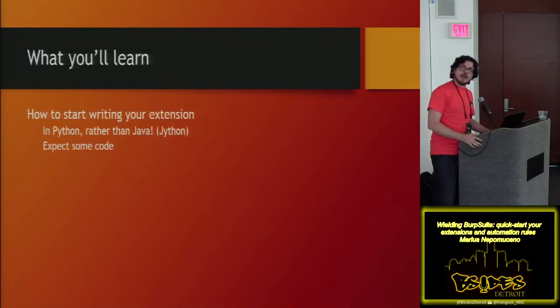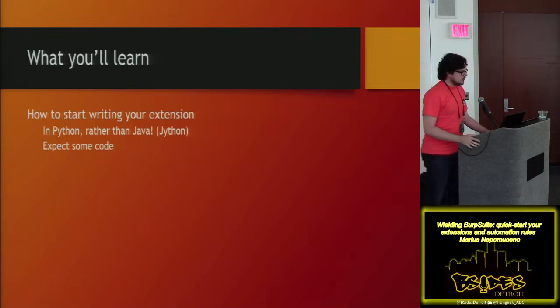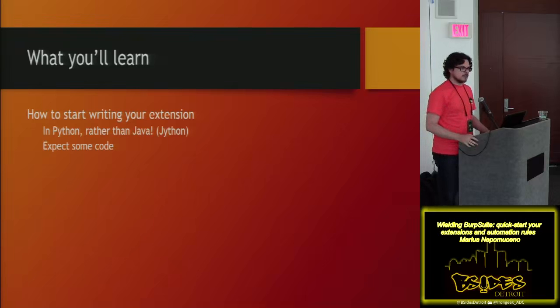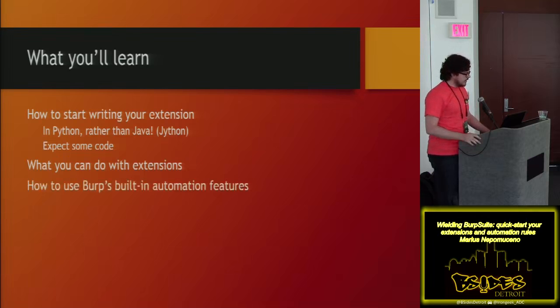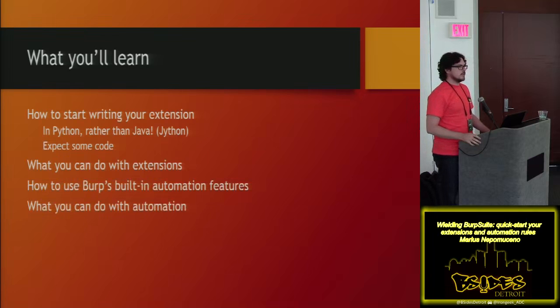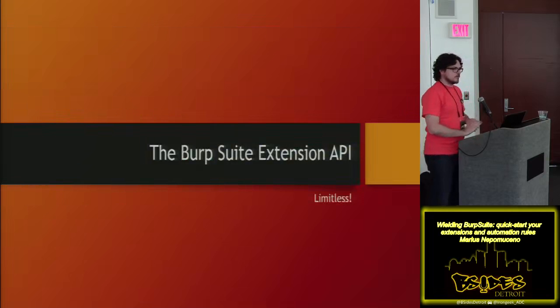So what you'll learn is how to actually start writing your own extension, line by line even, at least to begin with, and then I have some extra resources at my website that you can use as a shell, for example, for your extensions and things like that. So again, we'll be using Python, so expect some code. It's not overly complex code. I will explain it. And then you'll learn what you can do with these extensions, what the BurpSuite API provides, how to use some of the built-in automated features, and also what you can do with them to ease your security testing. So let's start with the BurpSuite extension API.